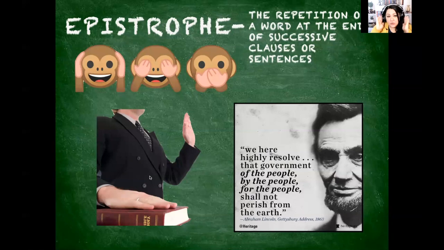Hear no evil, see no evil, speak no evil. I swear to tell the truth, the whole truth, and nothing but the truth. The truth, the whole truth, and nothing but the truth. That's epistrophe. And Lincoln, we talked about him for asyndeton, but this little piece of his speech is also epistrophe: of the people, by the people, for the people. Lincoln was just a good speaker, you guys. We want to copy him.